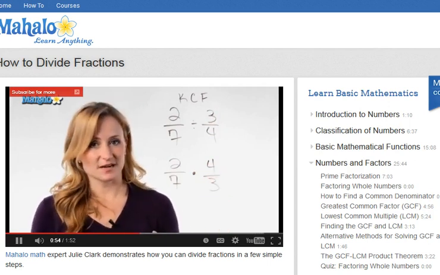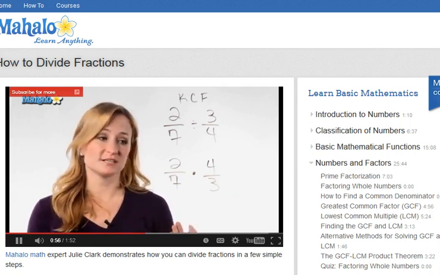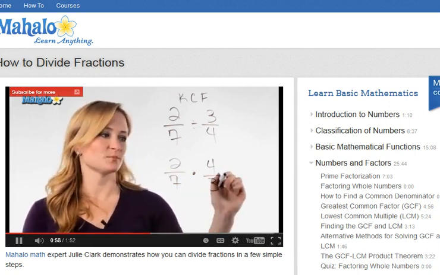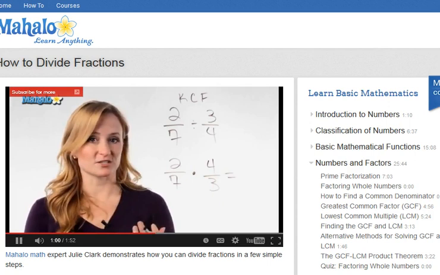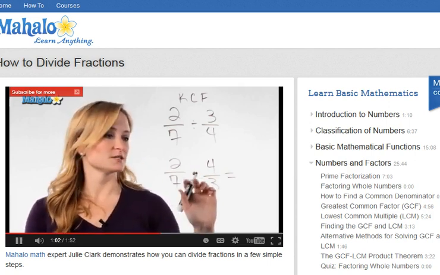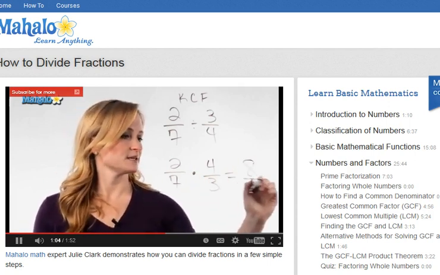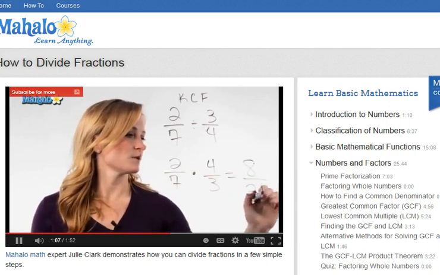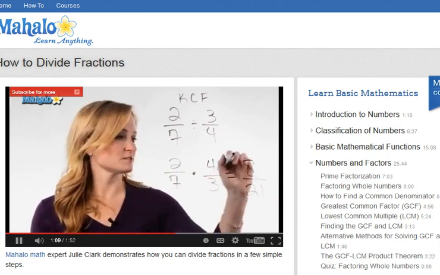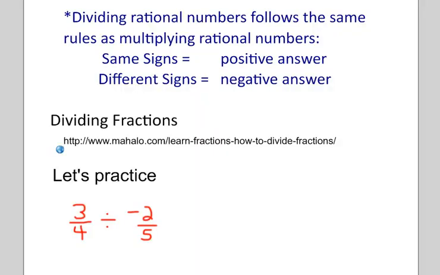So anytime you're dividing fractions, anytime, you're just going to turn it into a multiplication problem, and then it's simple. Because when multiplying fractions, you just multiply straight across. 2 times 4 is 8, and 7 times 3 is 21. And you can't reduce that fraction, so there's your final answer.